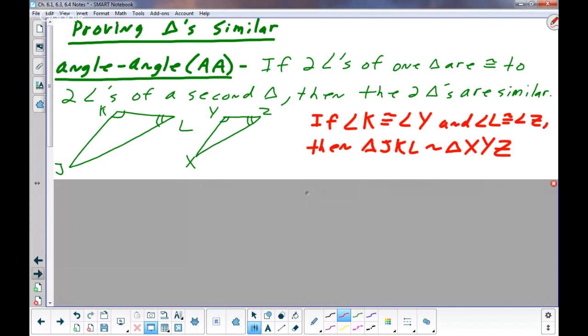And then there was angle-angle-angle. And we didn't use that one because that didn't prove anything about congruency. Now, SSA still doesn't work. That's not going to work for this one. However, angle-angle-angle, we don't use angle-angle-angle. We just use 2 angles.